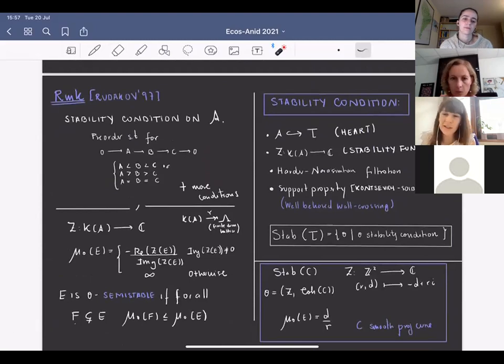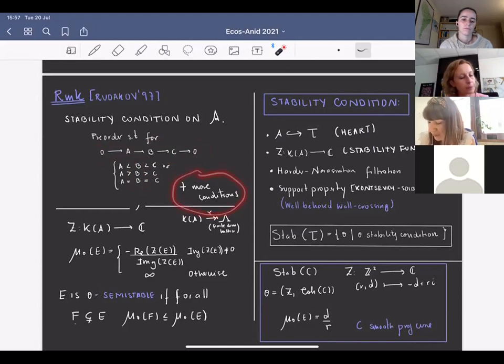Rudakov gave a definition of a stability condition on an abelian category, and the way, naively, that I'm going to explain it, is that he gave a preorder on the objects of A, such that every time you have a short exact sequence, the object in the center is always going to be in the middle. For example, when you think about slope stability and you have a short exact sequence of vector bundles, that happens with respect to slope stability.